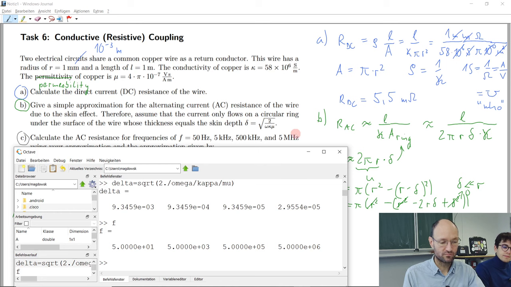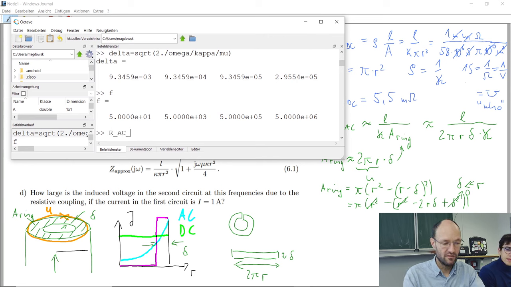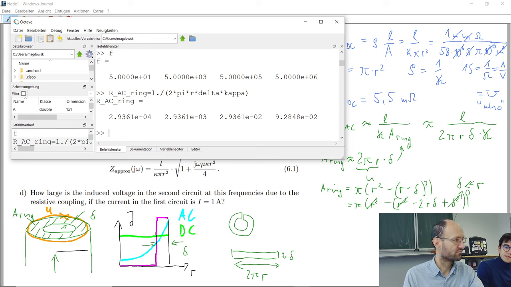Okay, so then we can try to use our ring formula that is given over here. So RAC using this ring formula would be L divided by, maybe I should now write it like this to avoid more confusion, 2 times pi times R times delta times kappa. And as delta is once again a vector, I also need to have this dot there. And then we should get 4 values once again. And we get something like 0.29 milliohm, then 2.9 milliohm, then 29.3 milliohm, and then 93 milliohm.